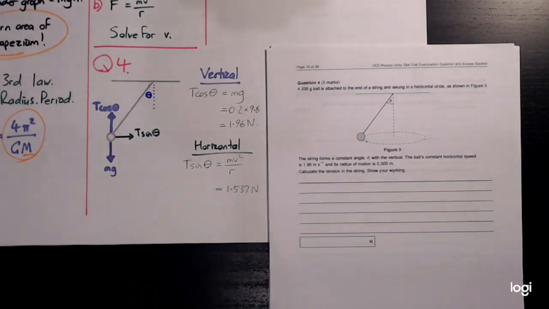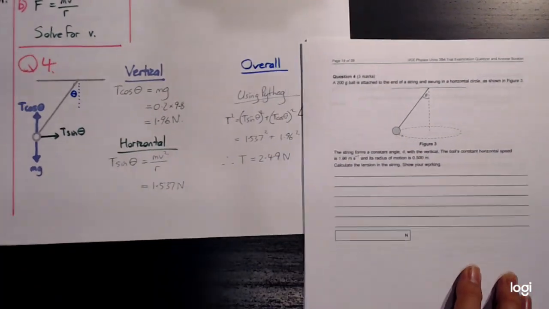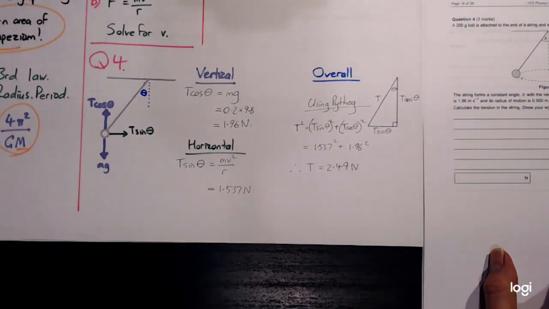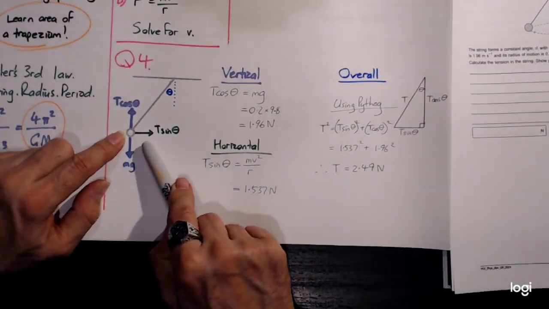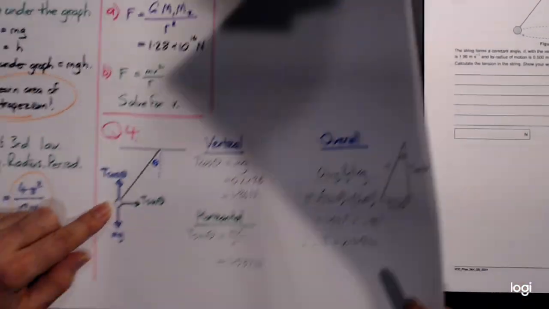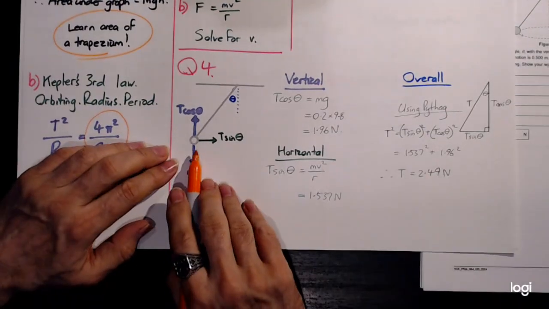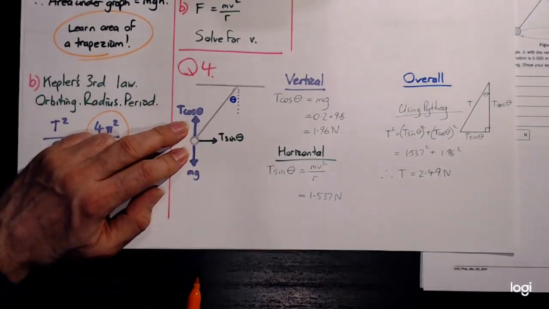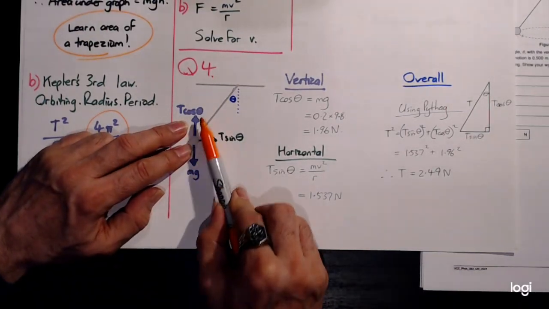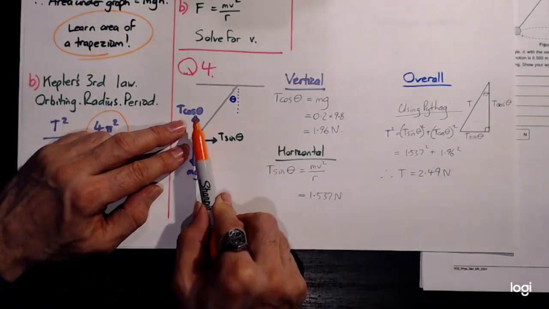Right, 3 marks. Okay, here's what you can do. This is the deal. Let's get my working here. Vertically, there are two forces on this, and they're in balance because the ball isn't going up and it isn't going down. It's in a horizontal circle. So it's not accelerating vertically at all.